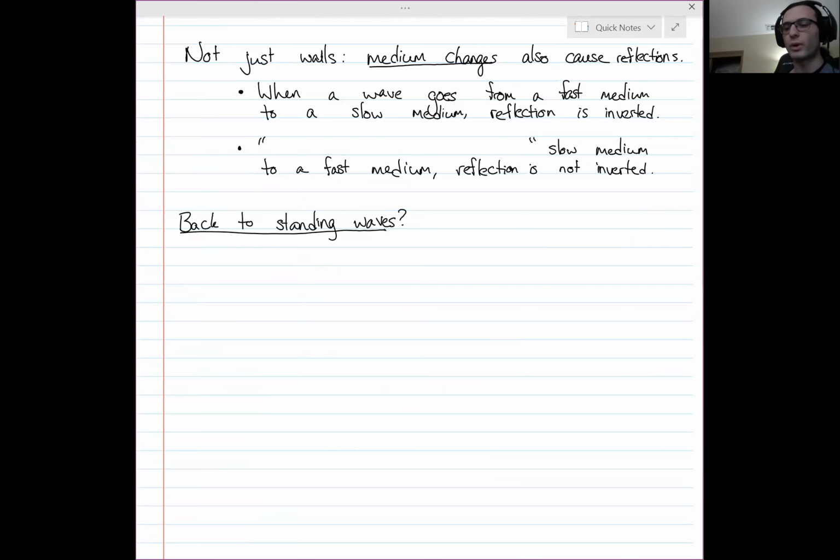So how are these relevant to standing waves? How are reflections relevant? Well, we can use reflections to form perfect copies of waves traveling in the opposite direction.